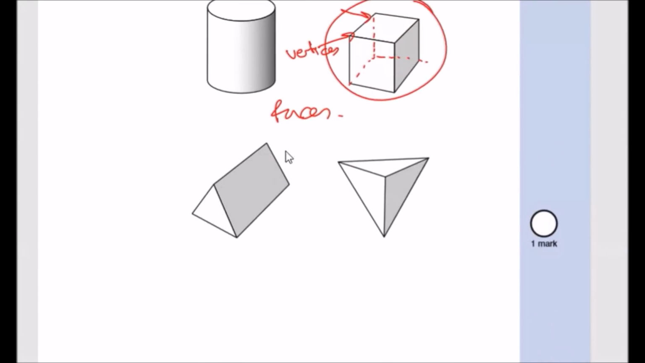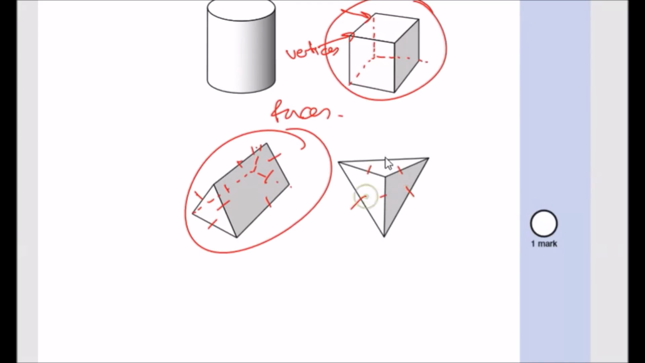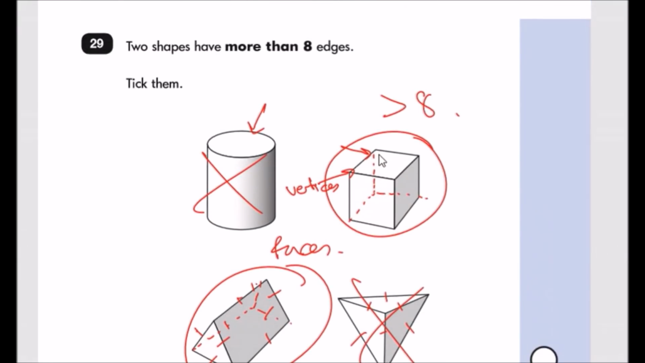Now this shape here has how many edges? It has 1, 2, so 3 across. So don't forget the 3D part. 3, 4, 5, 6, 7, 8, 9. So actually this one also has more than 8 edges. How about this shape? It has 1, 2, 3, 4, 5, 6. So nope. So these two are definitely it. If you're not sure, it's going to be the cube ones or the ones with multiple faces.